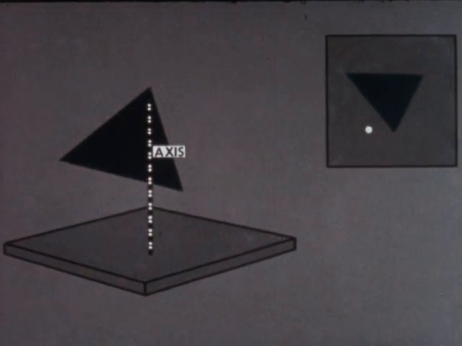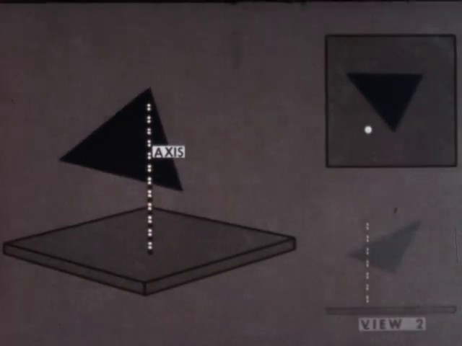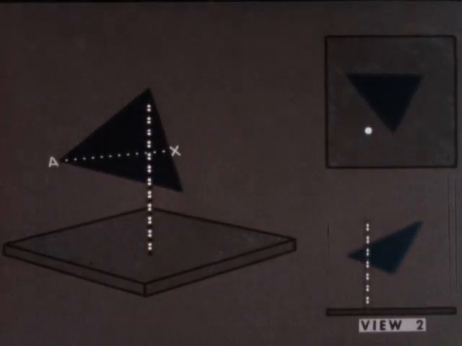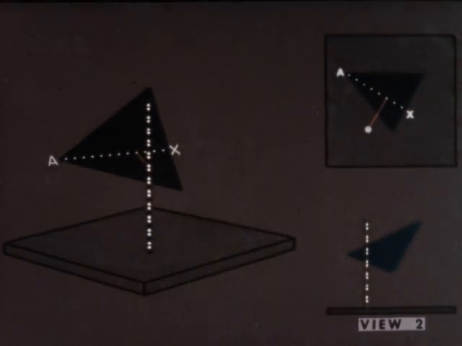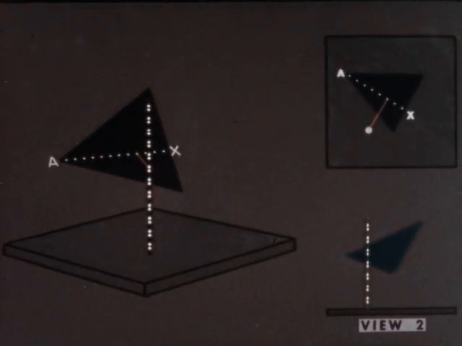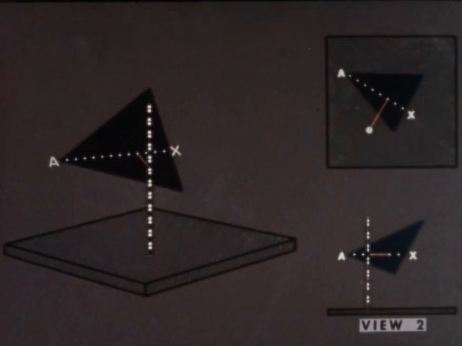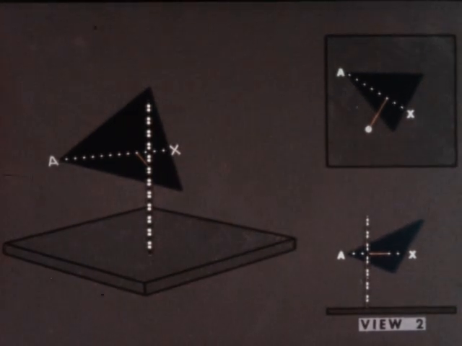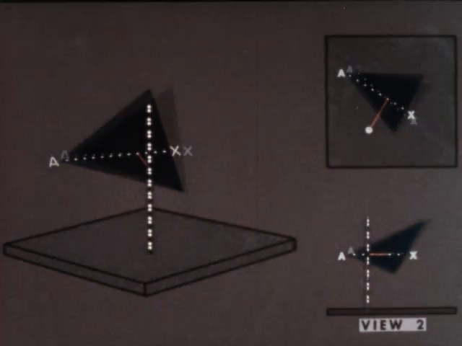This procedure begins by assuming a horizontal line, AX, on the triangle. Revolve this line about the axis until the line shows as a point in the front view. Then the triangle also will show as an edge in the front view.